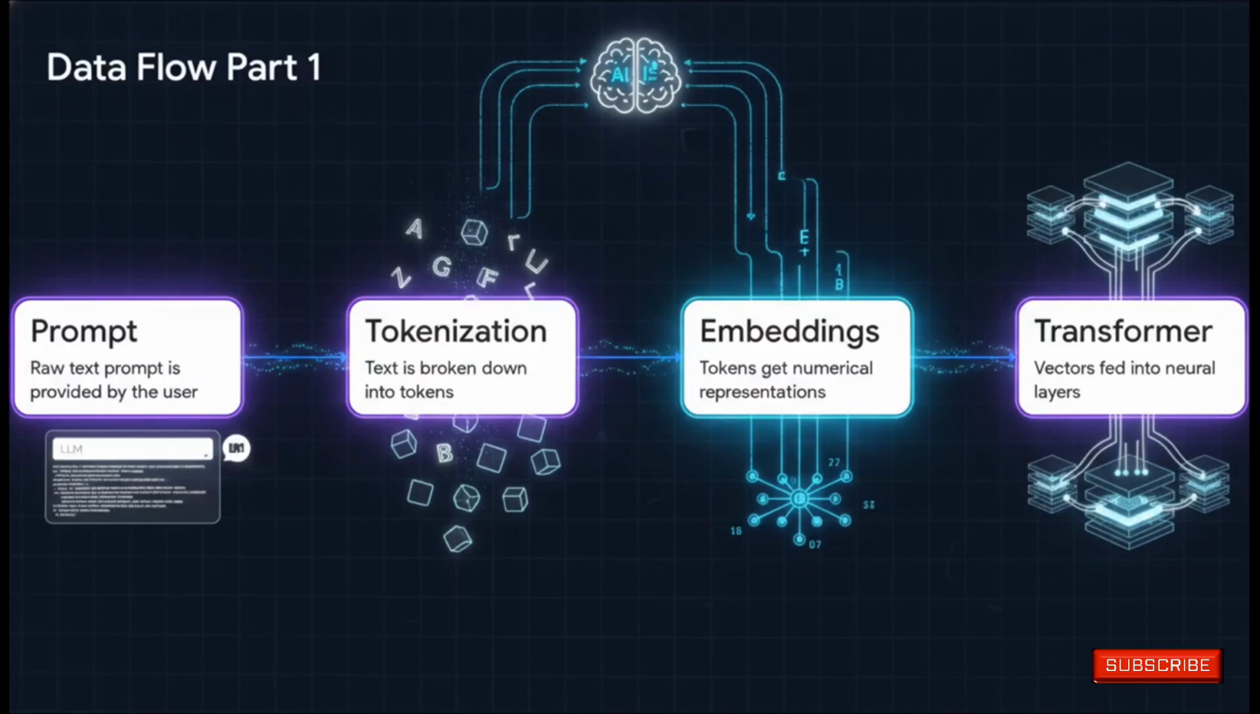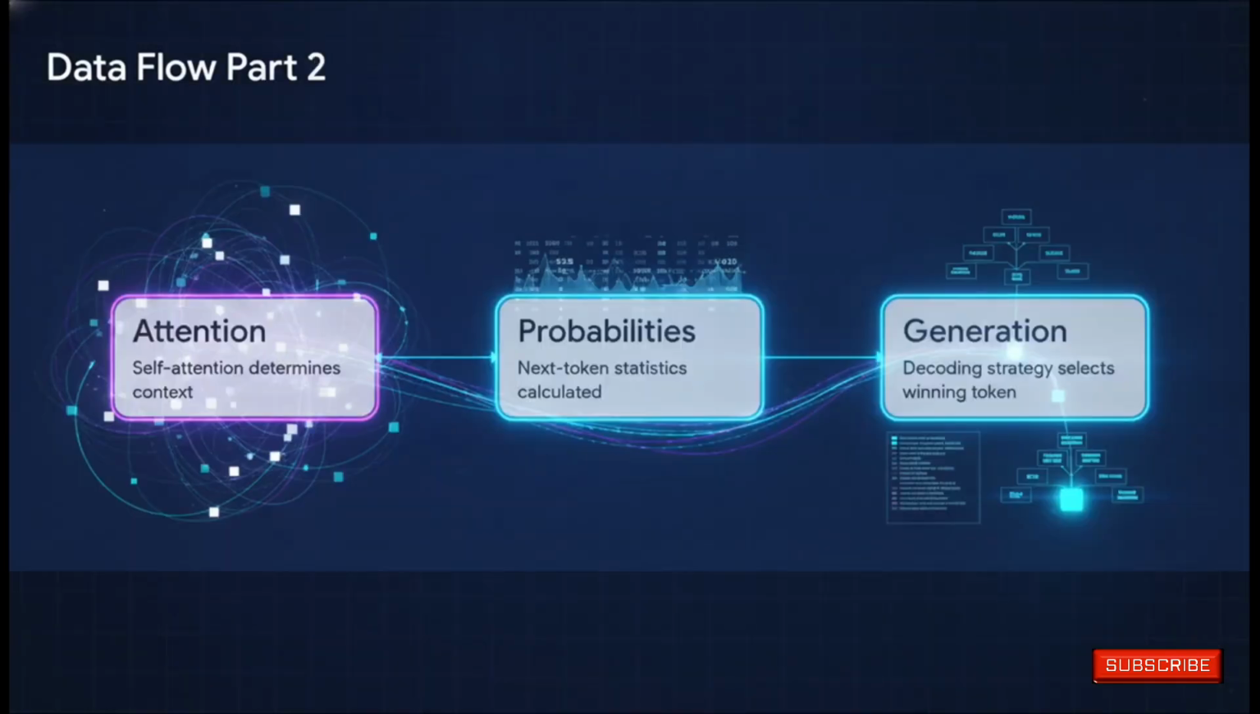This whole process is exactly how raw text becomes ingestible, mathematical data. And here's the second half of that pipeline. Inside those layers, self-attention is applied to really understand the context. Then, the model does its main job. It calculates the statistical probabilities for what the very next possible token should be.